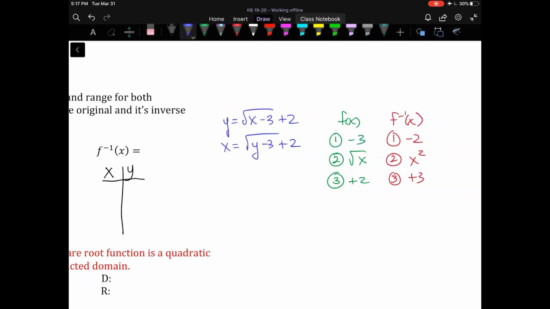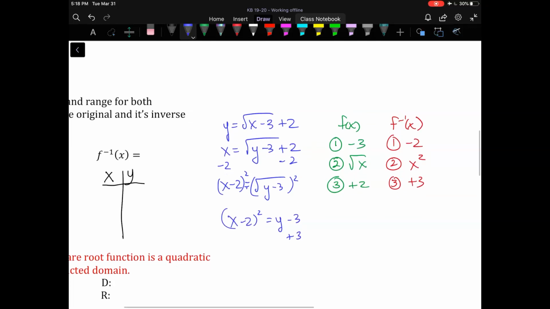if we subtract 2 from both sides first, we get x minus 2 equals the square root of y minus 3. And then square both sides. Then we get x minus 2 squared equals y minus 3. And then we add 3 to both sides.